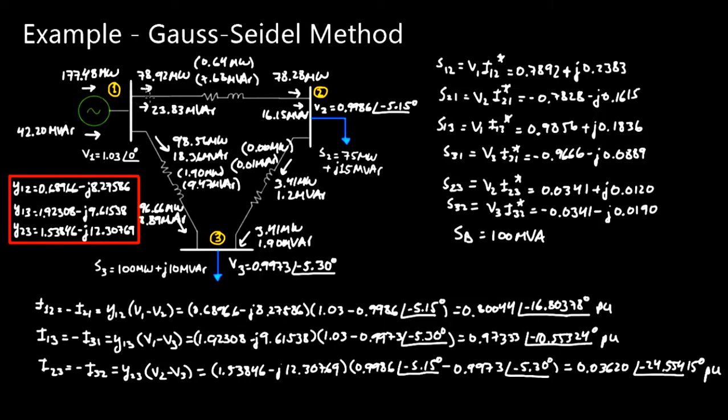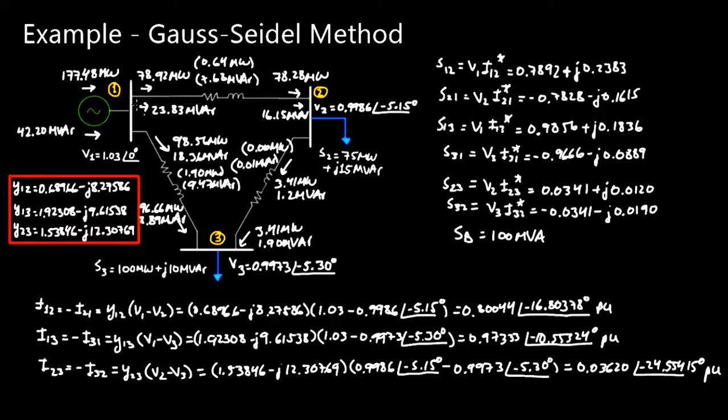Another check that you can make is that you know how much power you're putting into the system. For example, I have 177 megawatts. That's the only source in the system. I know that this load is drawing 75 megawatts. I know that this load is drawing 100 megawatts. So those two added up is 175. And then I have a loss over here of 0.64 megawatts and a loss over here of 1.9. So all those numbers added up adds up to this 177 megawatts.